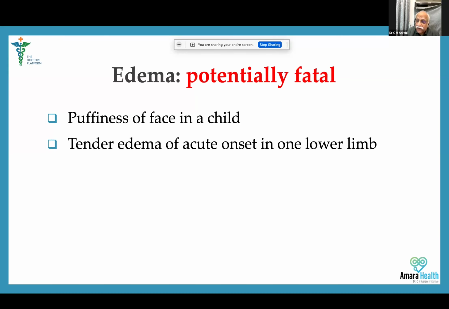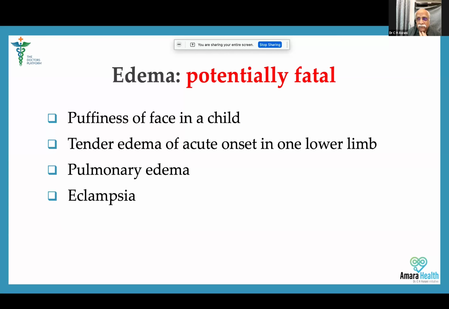Tender edema of acute onset in the lower limb, especially one lower limb: either DVT, deep vein thrombosis, or some arterial thrombus. Pulmonary edema: you can hear the rales from 10 feet away. The treatment is to keep giving Lasix till you shift the patient to the hospital.